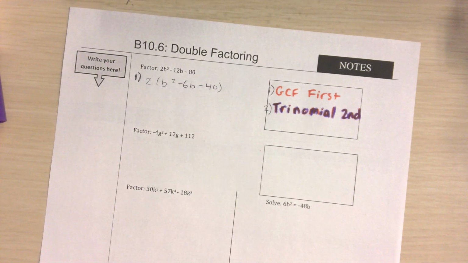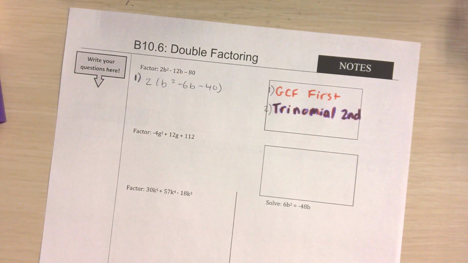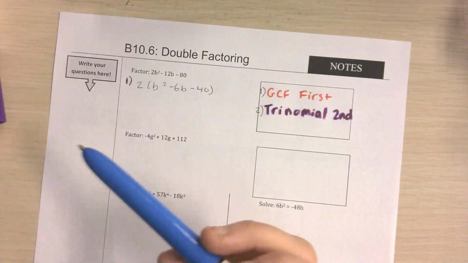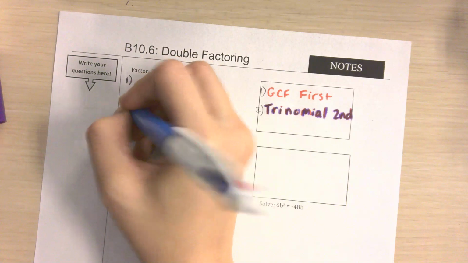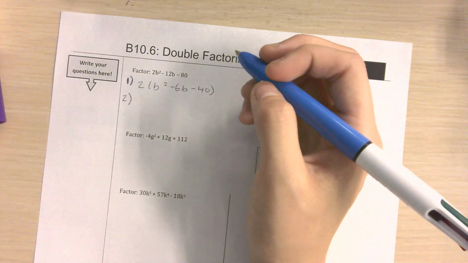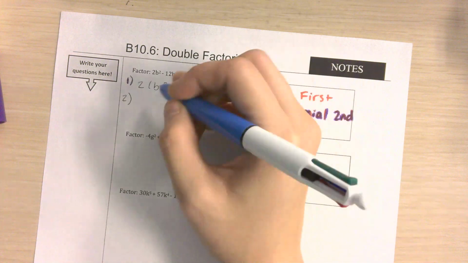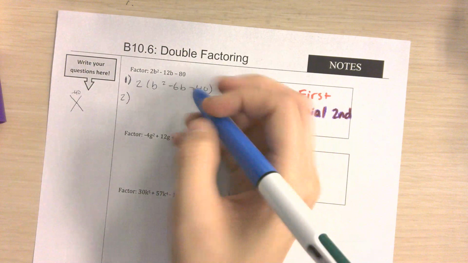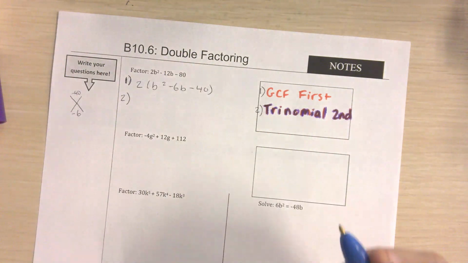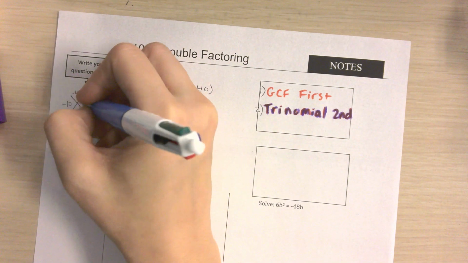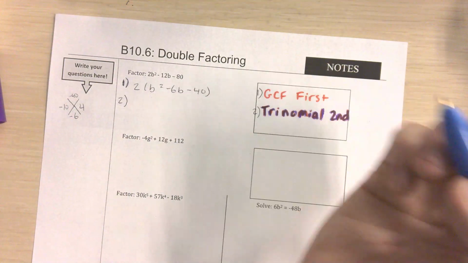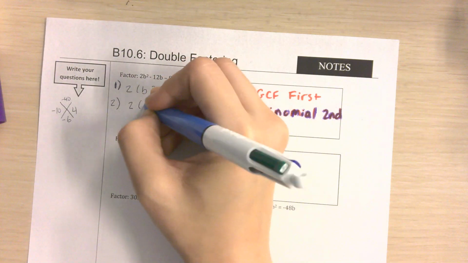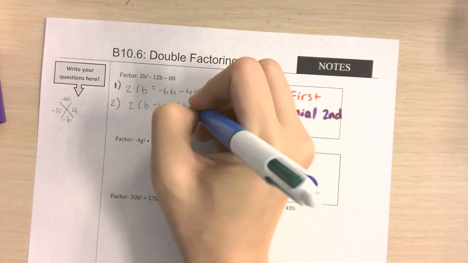And then we do our normal factoring. So a trinomial, right now we have a trinomial left. So we're going to do our normal factoring. So we need two numbers that multiply to a times c and add to -6. So that's going to be -10 and 4. So here we have 2, b minus 10, b plus 4.